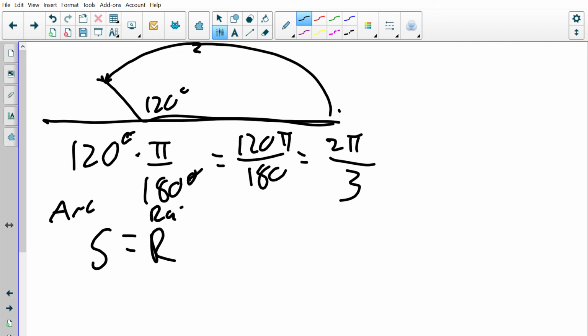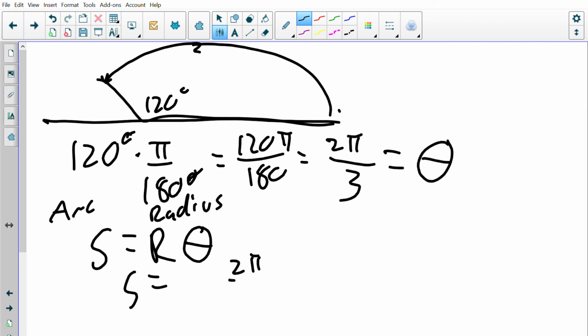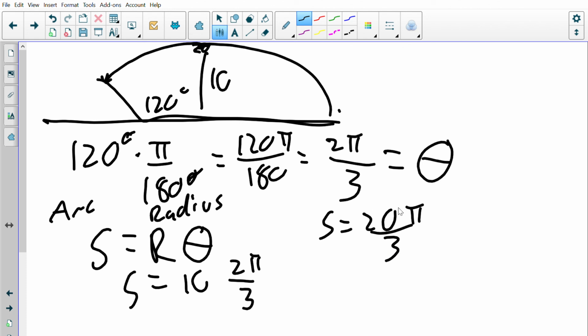R stands for radius, and then theta. Theta just means the measure of an angle. So the measure of our angle is 2 pi over 3. And let's say the radius, we measured the sun somehow from the highest point down, was 10 miles. So we would say 10 miles. Then we would get 20 pi over 3. I plug that into my calculator, 20 times pi divided by 3, and I get 20.94 miles.